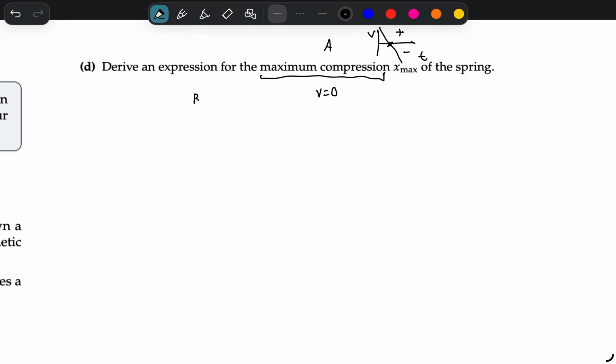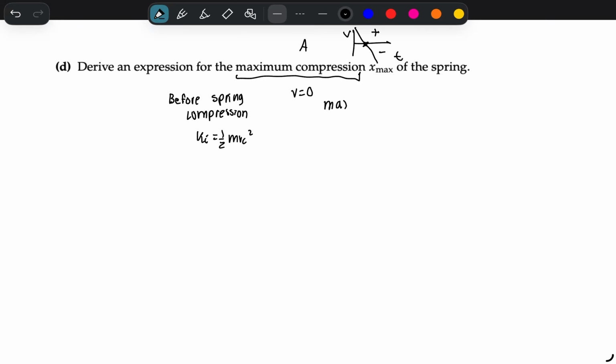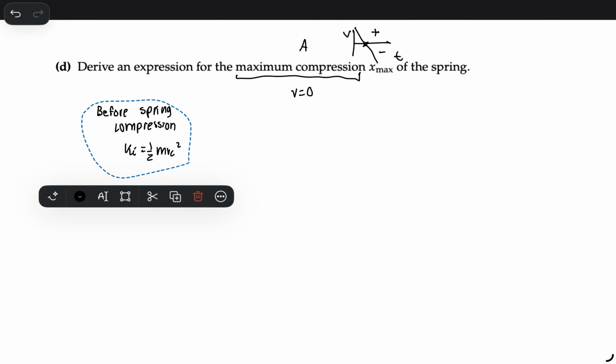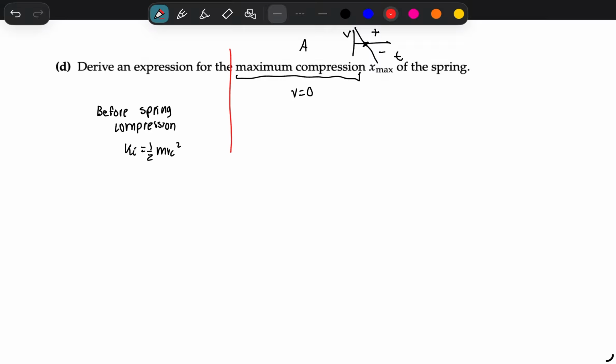So we know that before our spring compression, we have K initial is equal to 1/2 m vc squared. And then when you are at max compression, your Kf is equal to 0 and your spring potential energy is 1/2 k times your maximum displacement squared.